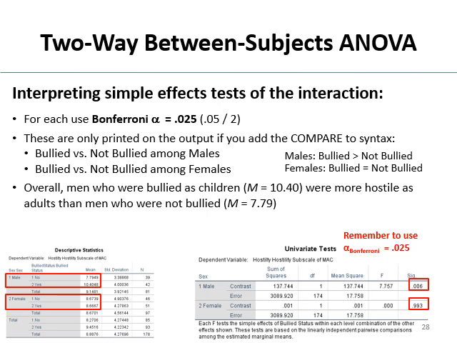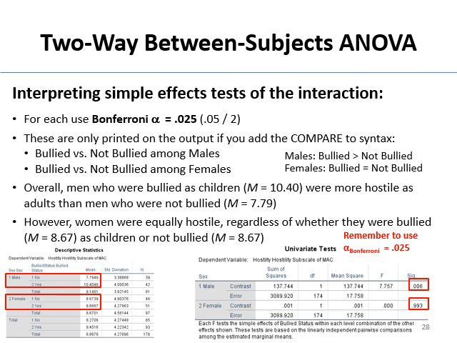Well, overall, men who were bullied as children, their mean was 10.4, were more hostile as adults than men who were not bullied, 7.79. That's half the story though. What about women? Well, however, women were equally hostile regardless of whether they were bullied as children or not. That sounds awful, but you get the idea. The bullying didn't have an effect on women's adult hostility, but it increased males' adult hostility. How about that? Grandma would get that.